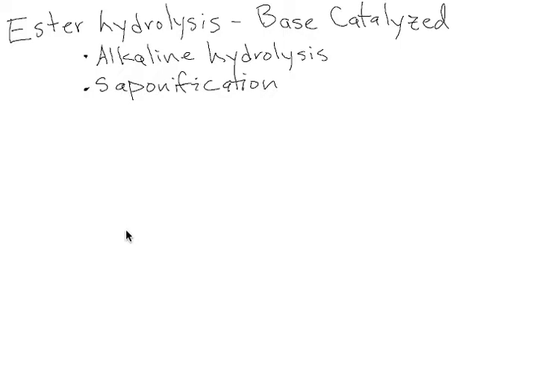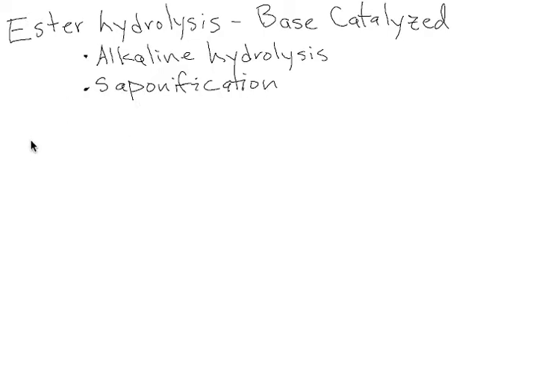This is an example of an ester hydrolysis that is catalyzed by base. The base is more than just a catalyst in this case, and it actually acts as a part of the product, as you'll see in the end. This is also known as alkaline hydrolysis because bases are also called alkaline solutions. And this is also known as saponification, which is a reaction that you saw in the lab.